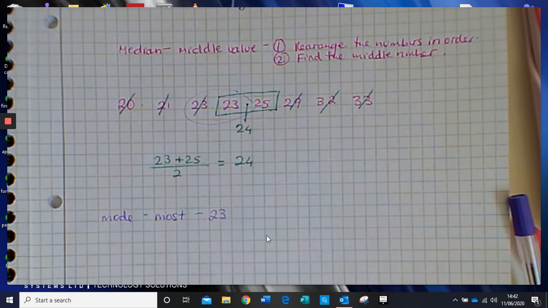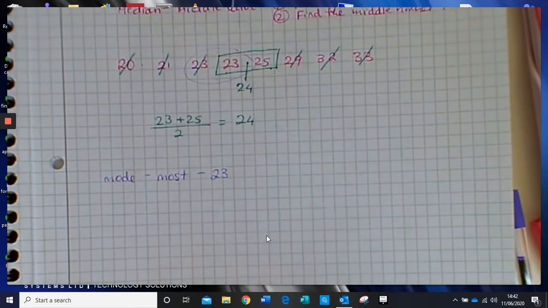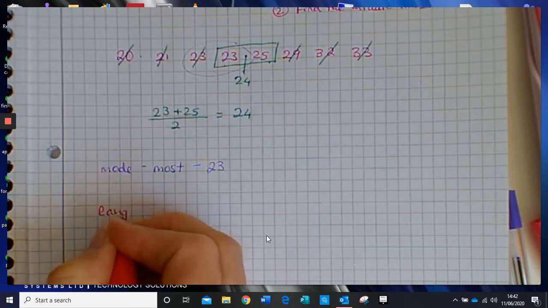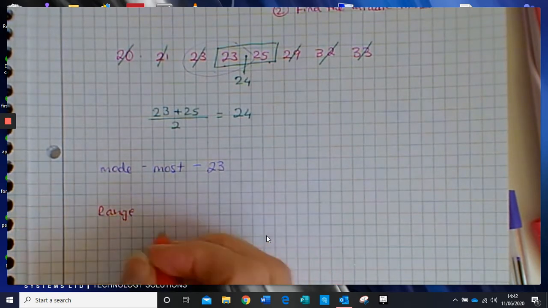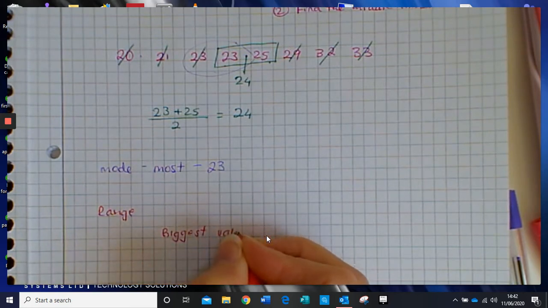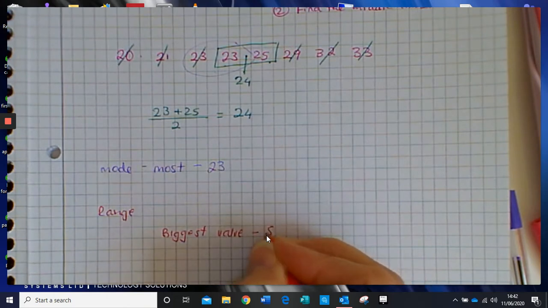What about the range? Now, the range, you did yesterday. So the range. The way to work out the range is you take the biggest value and you take away from it the smallest value.